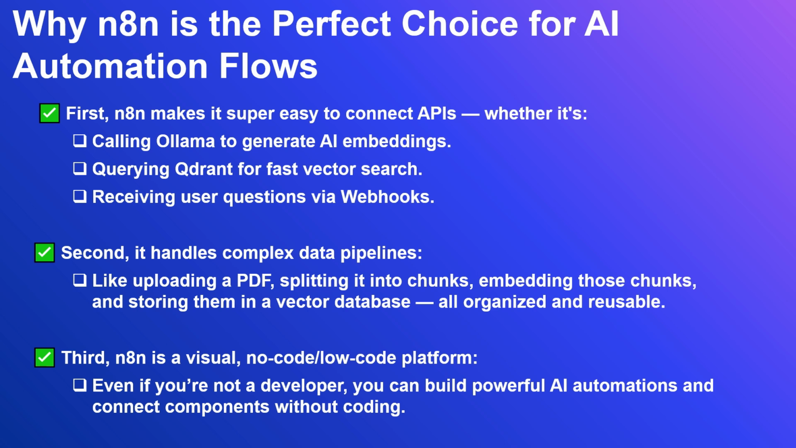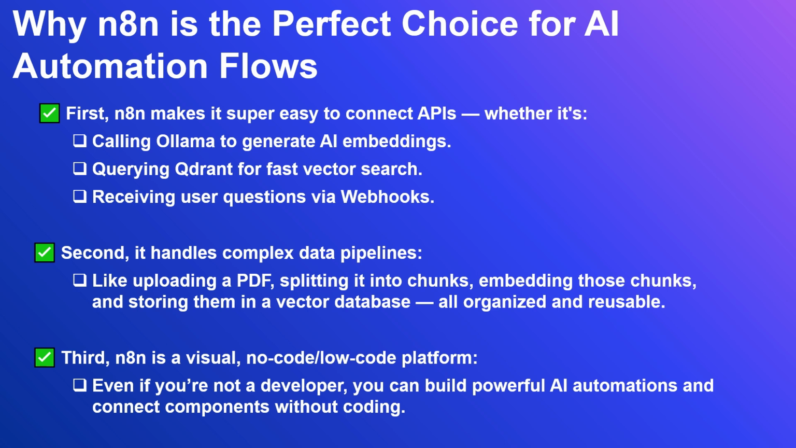Third, n8n is a visual, no code, low code platform. Even if you are not a developer, you can build powerful AI automations and connect components without coding. Not just AI, n8n can be used for all kinds of automations. Things like connecting APIs and databases, sending automated emails and notifications, integrating with Slack, Microsoft Teams, Telegram, monitoring websites and APIs, automating marketing workflows, CRM integrations, and more.